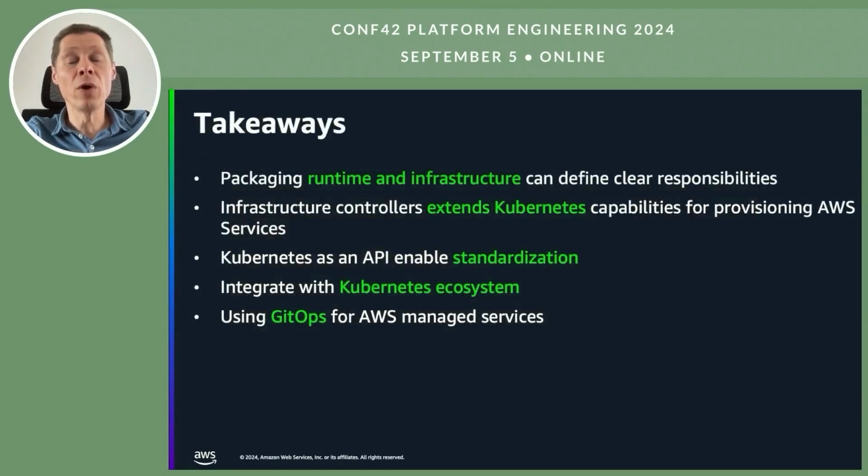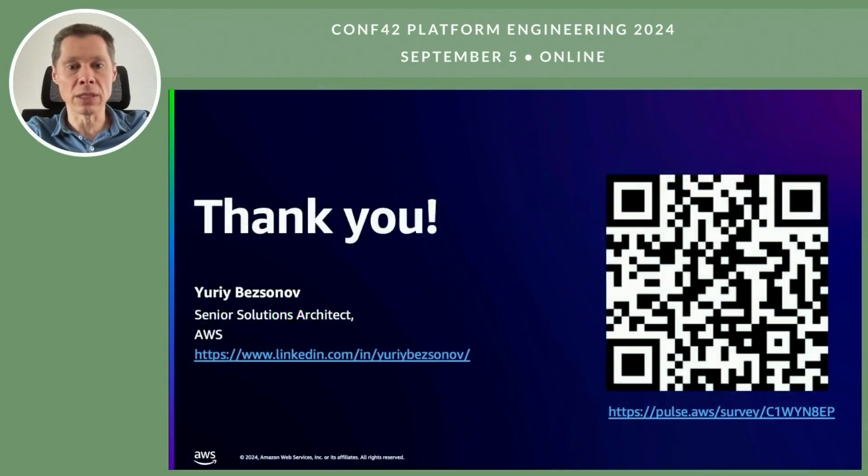To summarize what we learned today, we saw how grouping runtime and infrastructure defines clear responsibility boundaries, and how infrastructure controllers extend Kubernetes capabilities to provision AWS services. We also saw that the Kubernetes API can enable standardization. This allowed us to leverage the Kubernetes ecosystem tooling, especially GitOps, for provisioning not only Kubernetes resources, but also infrastructure resources.